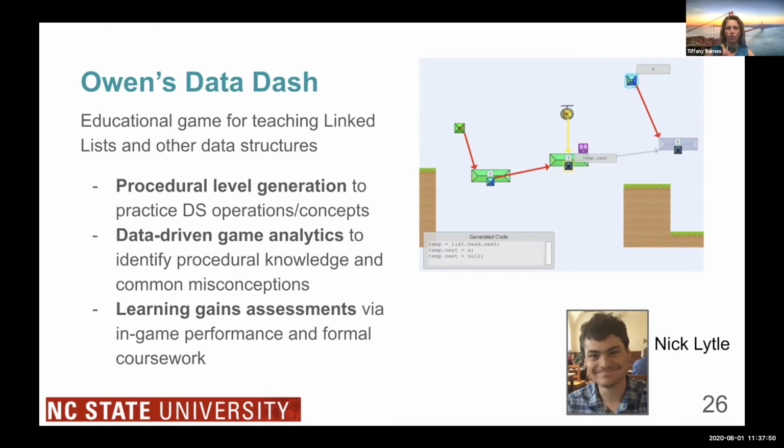And these are pointers, so each of these squares actually represents data in a linked list. It's a kind of platform game: you have to jump from one to the next, and you can move the pointers around to do linked list operations.